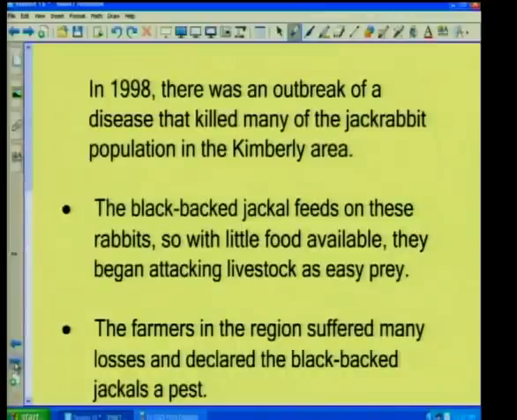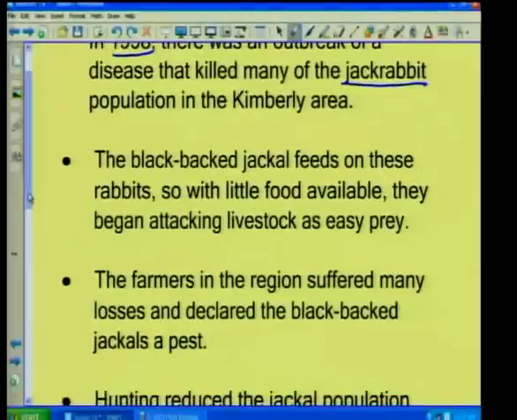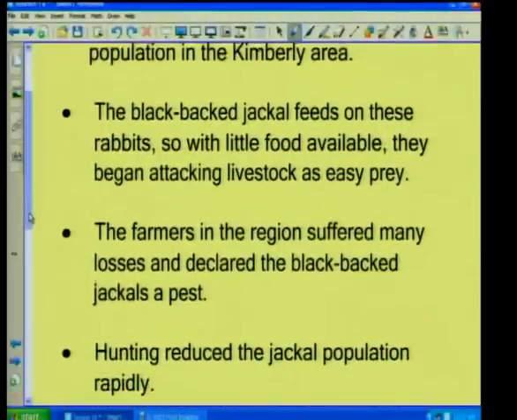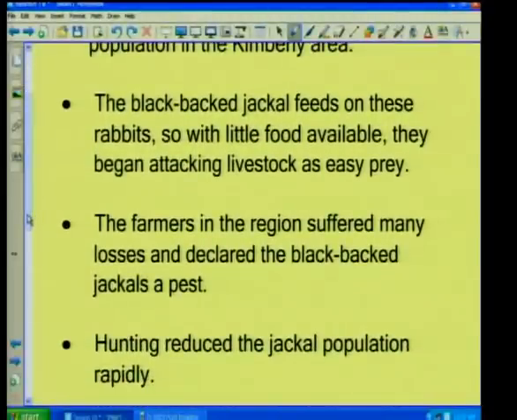Okay, next example. In 1998, there was an outbreak of disease that killed the jackrabbit population in the Kimberley area. Now, the jackrabbit is a species of rabbit that has very long legs. Okay, that's why they call them a jackrabbit, because they can jump around like a jumping jack. And that's honest. I haven't made that up. That's real. Okay, the black-backed jackal feeds on these little rabbits. Now, there is your predator. Okay, and the rabbits would be the prey.